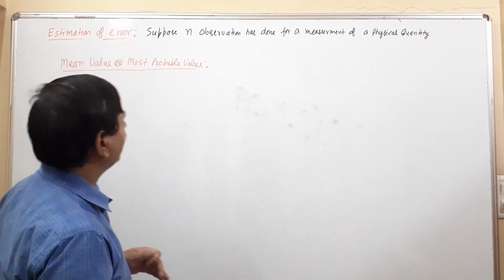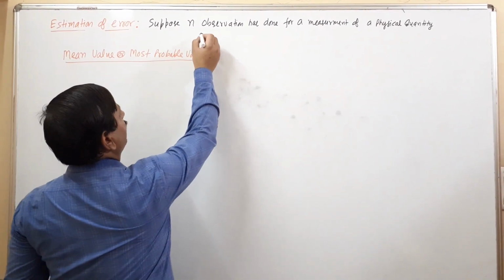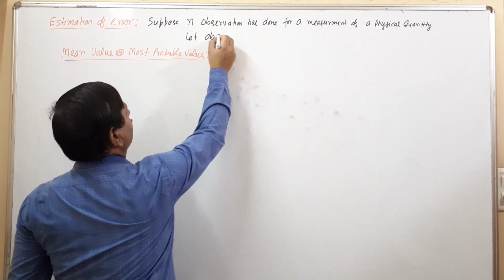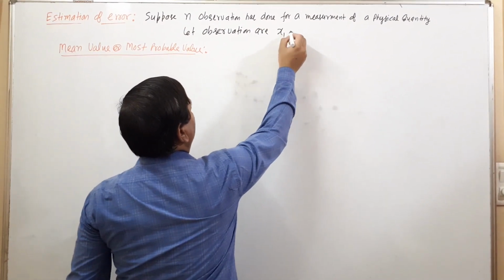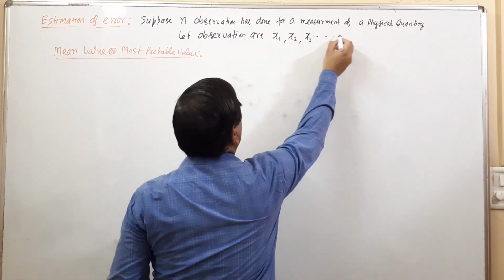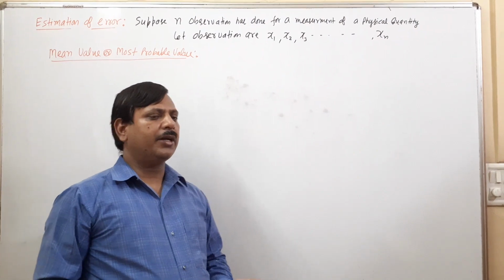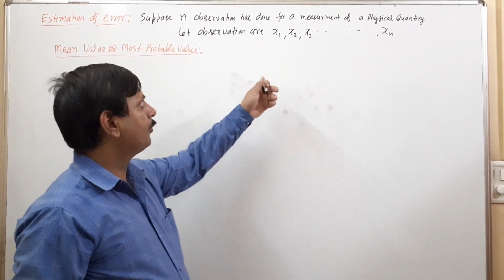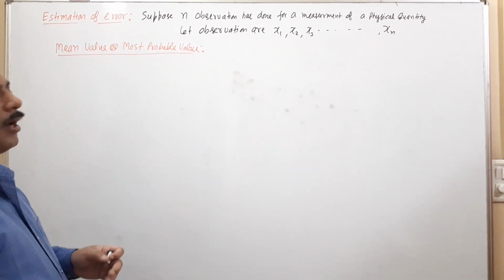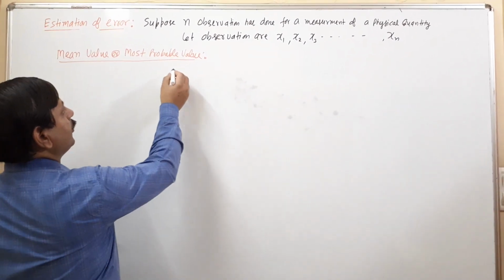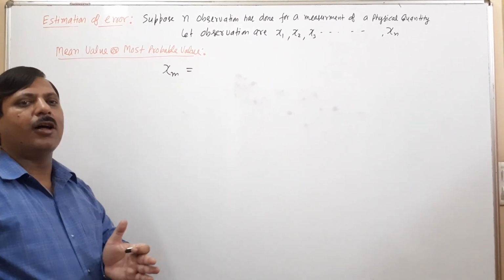Suppose observations have been done for a measurement of a physical quantity. Let the observations be x1, x2, x3, and so on up to xn. For the measurement of a physical quantity, I have taken n observations: x1, x2, x3, xn. So first is the mean value, also known as the most probable value. The most probable value is denoted by xm. This will be the average of all observations.